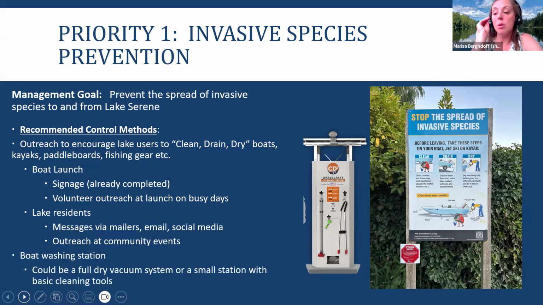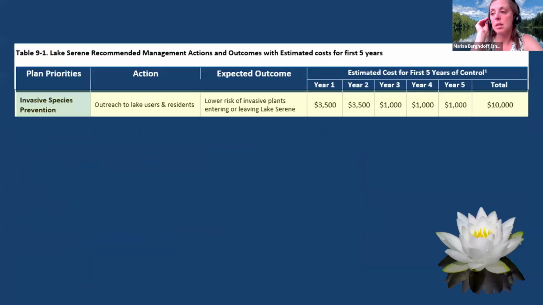One other option is to do a boat washing station. Traditionally, a boat washing station used to mean water, a hose, that sort of thing, but they've come out with new systems that are fairly portable or easy to install. That could be a dry vacuum system or even a small station with basic cleaning tools as shown here. So that is an option to consider depending on how much budget or room space is allowed at the boat launch and parking area. Those are potential methods that are recommended.